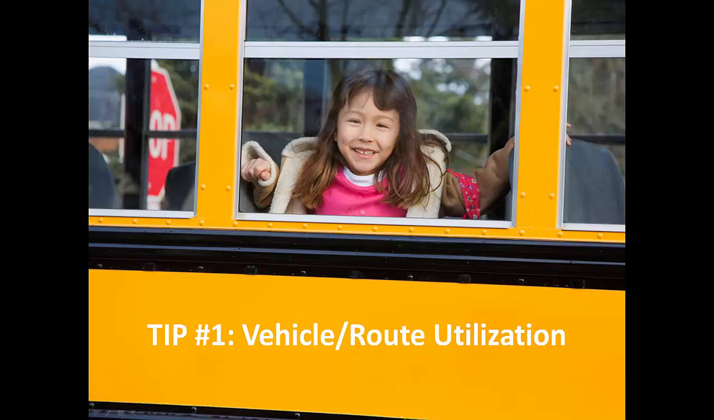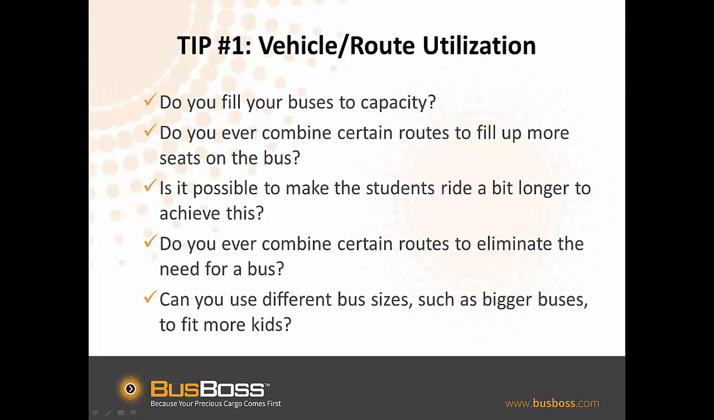All right, so let's get to it. So tip one, let's start off by talking about our vehicle and route utilization. Well, first of all, you need to know your fleet. You really need to know the size of your fleet. How many buses do you have? What does each vehicle accommodate? How many seats does it have versus how many wheelchair positions? Does it accommodate any other type of special needs? So you have to definitely understand your fleet.